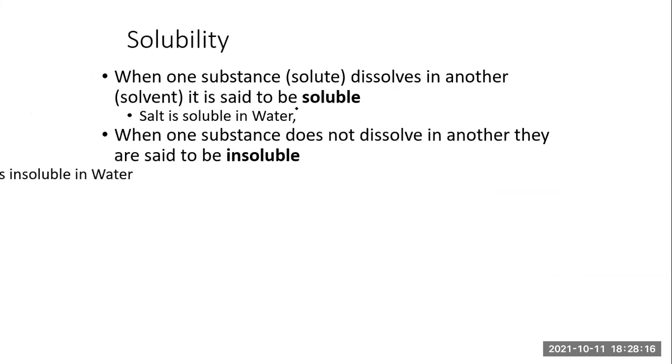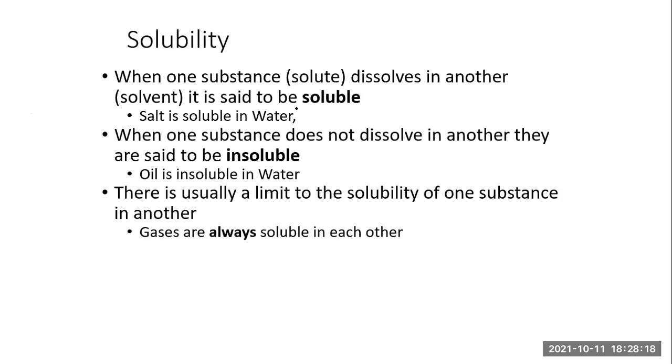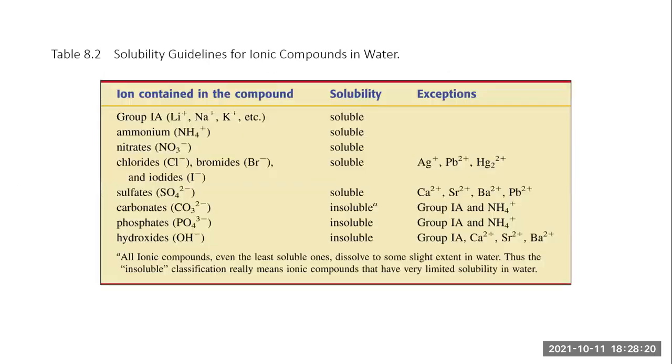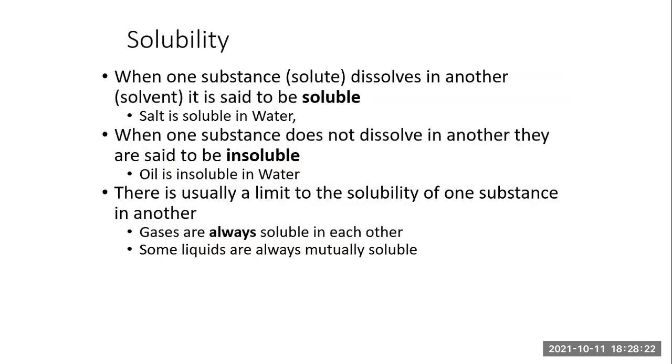So when we talk about solubility, if something is soluble, that basically means that one thing typically will dissolve in another. Like our water and sugar example, our water and salt example, they are soluble in each other. If one thing doesn't dissolve in another, like oil is insoluble in water, they really won't mix or dissolve.